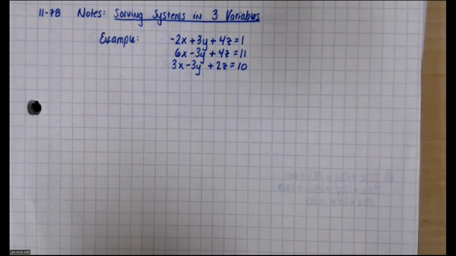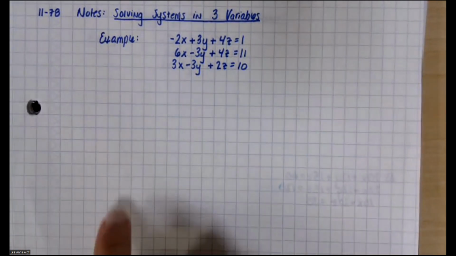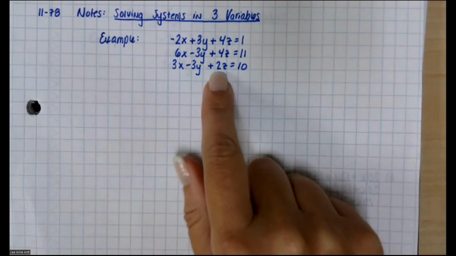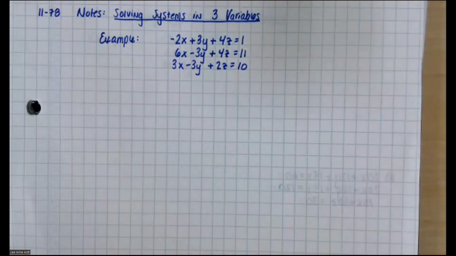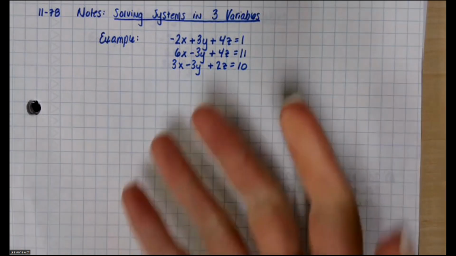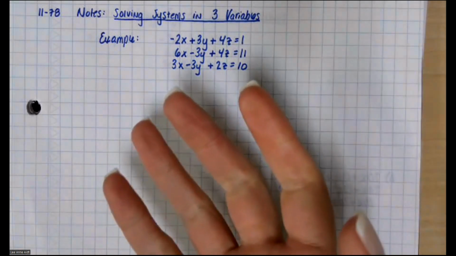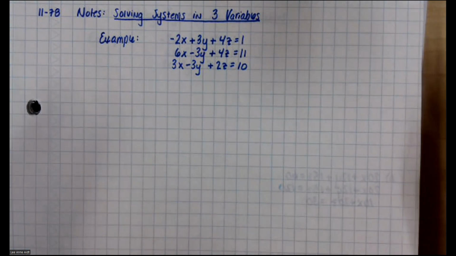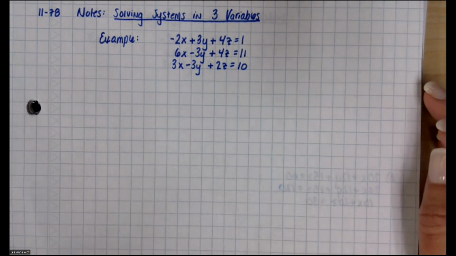Whenever you have a problem like this, the first thing you want to do is look at the X's, look at the Y's, and look at the Z's, and make a decision about which one of those is easiest to eliminate. This problem is easy. This is like level 1, easy. The next one we're going to do after this is not as easy. But do you see which one makes the most sense to eliminate?